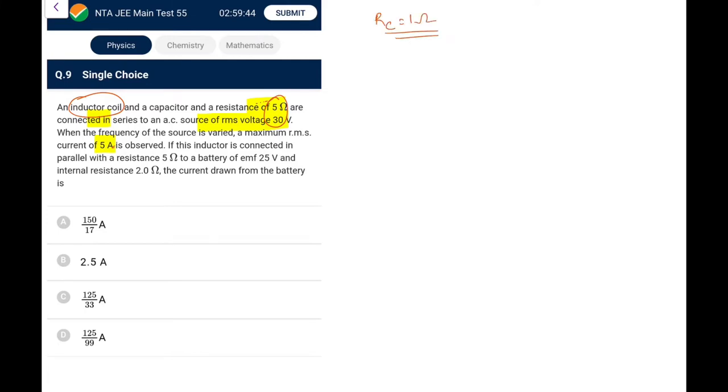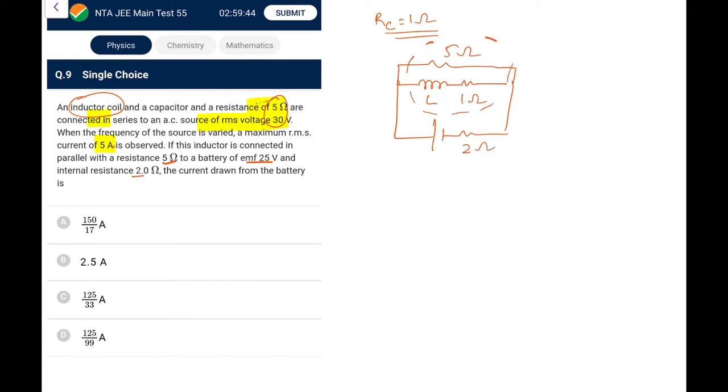If the inductor is connected in parallel with a resistance 5 ohm to a battery of EMF 25 volt, internal resistance 2 ohm, the current drawn from the battery is. So now you have this R_C equals 1 ohm. So what is the current drawn from the battery? It is talking about the steady state. So you have that inductor coil, this is L and R. I don't know L, but I know this R is 1 ohm. It is in parallel with what I have, this is 5 ohm, and this is a cell of internal resistance 2 ohm.